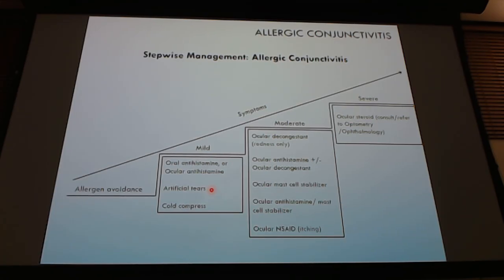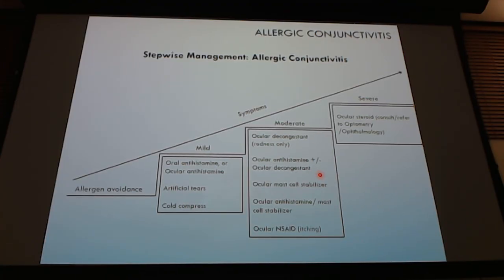So pay attention to allergic rhinitis versus allergic conjunctivitis. Artificial tears, those cold compresses that we talked about. Moderate, you can see that you have your ocular decongestant. So when we talked about our rhinitis, we were saying like, hey, my nose is congested, right? I can't breathe out of my nose. Versus whenever I'm talking about my allergic conjunctivitis, my eyes are probably very red, right? So I'm trying to release that redness whenever I'm talking about my decongestants here.